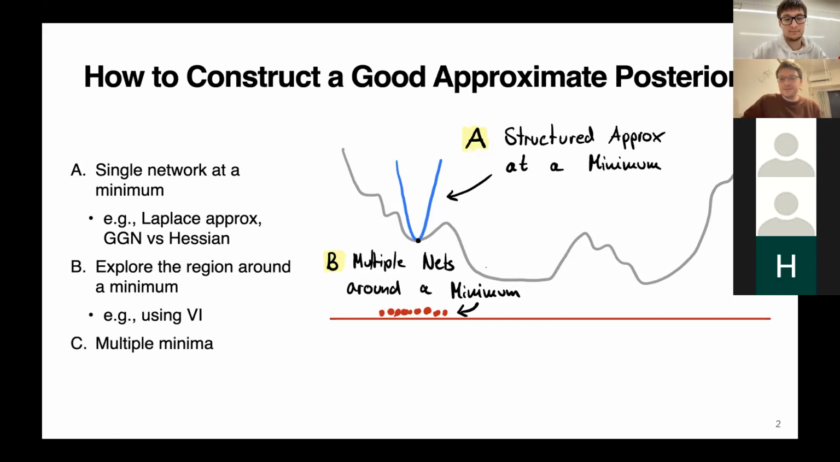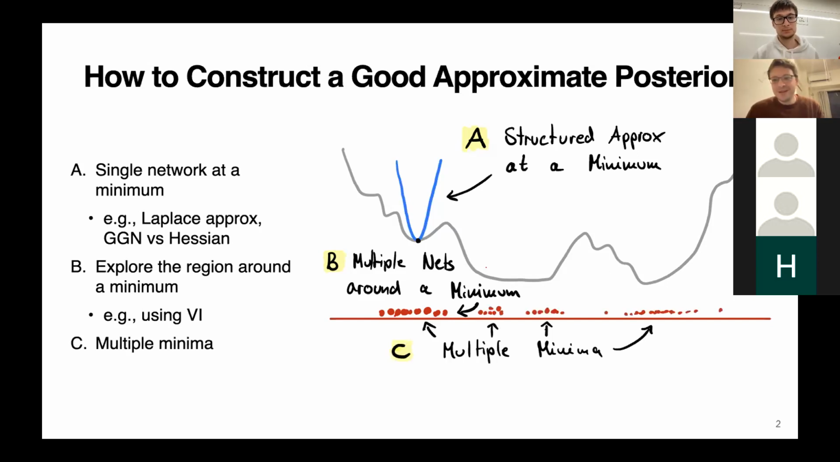And finally, an ideal method would also consider multiple modes, and this seems to be the common theme in all of the winning submissions, to look at multiple minima. Ideally, we would like to have a structured approximation which explores around multiple minima, so combining A, B, and C. And this was the principle we tried to follow for our submission, to combine these 3 points A, B, and C to get a good global approximation of this loss function.